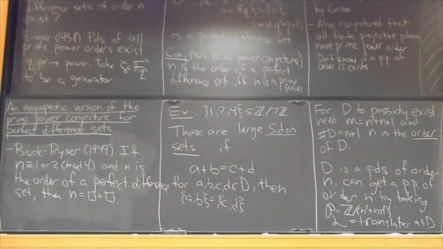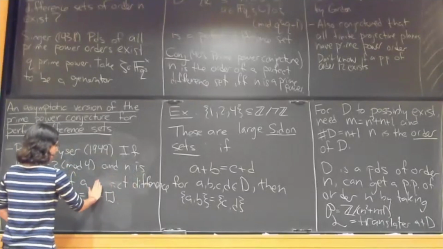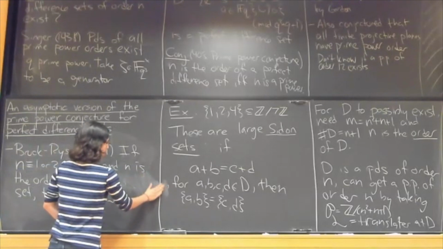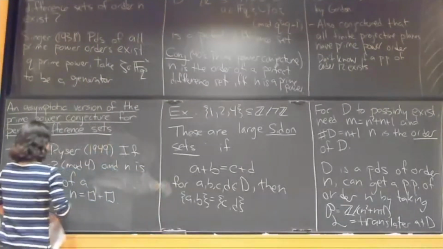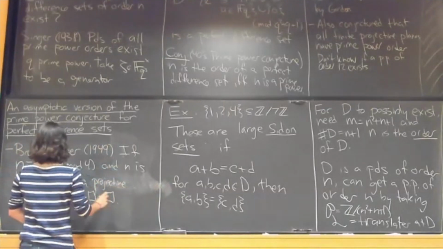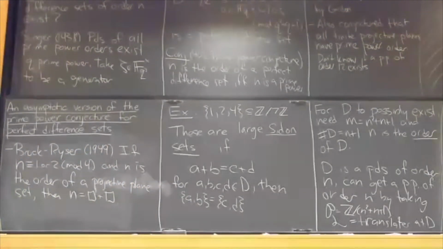Okay, so the density of integers that are the sum of 2 squares is like a constant times n over square root log n. So this removes most of the elements that are congruent to 1 or 2 mod 4. Oh no, this should be more general than perfect difference set. Like I said, this is any order of projective plane. So this makes it easy to check that there's no projective plane of order 6.